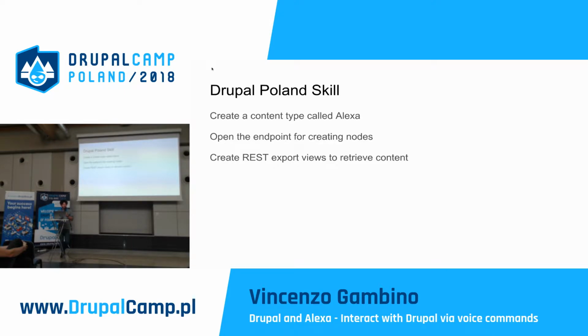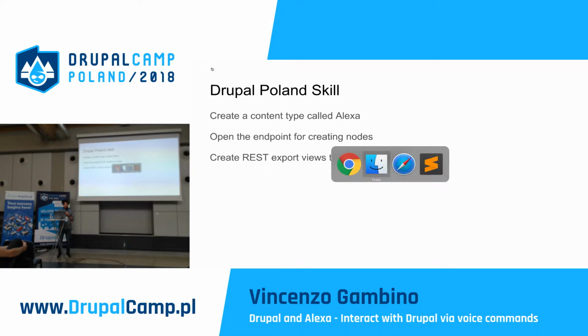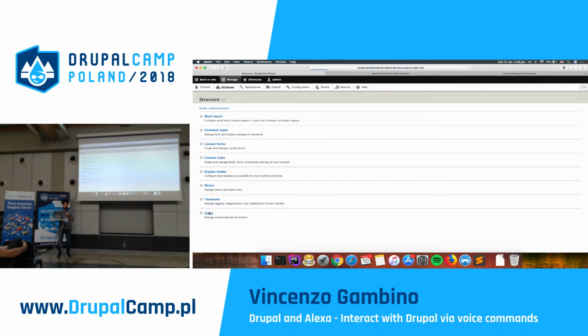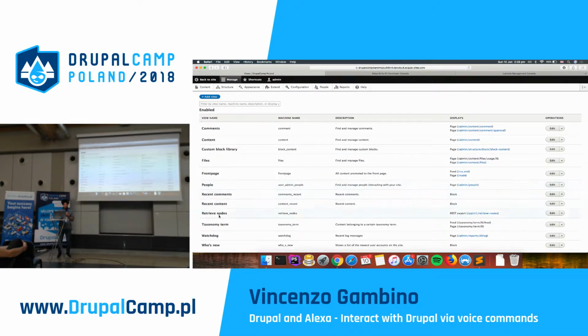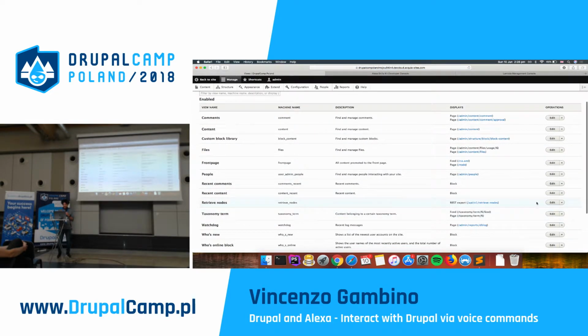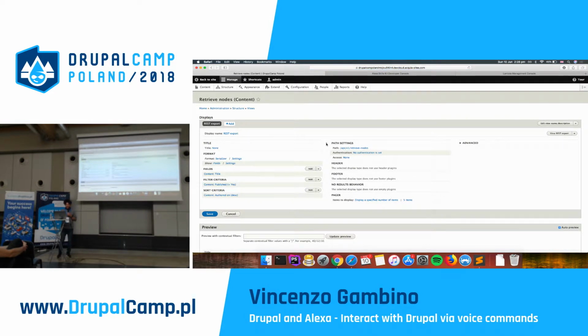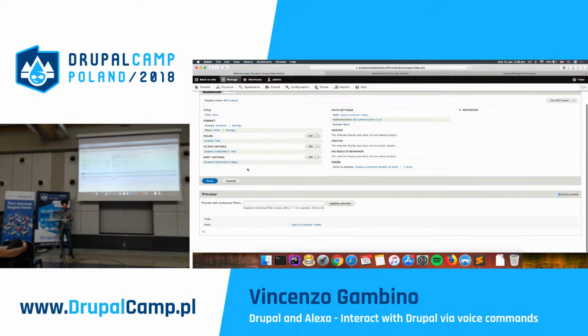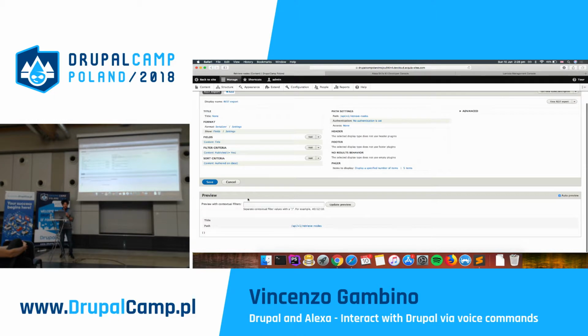Now we need to create simple views, REST export simple views, to retrieve the content. And I have it in here. So these are simple serialized views. It shows the title, the latest 5 nodes, and is published. So at the moment it's empty because we haven't got any content.